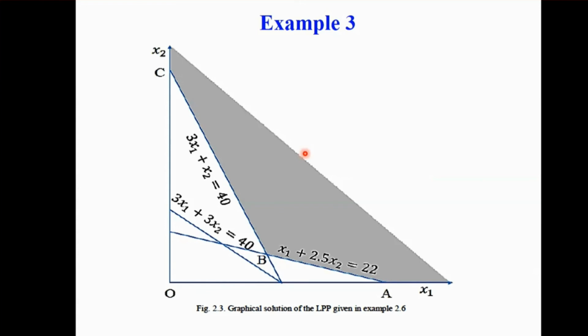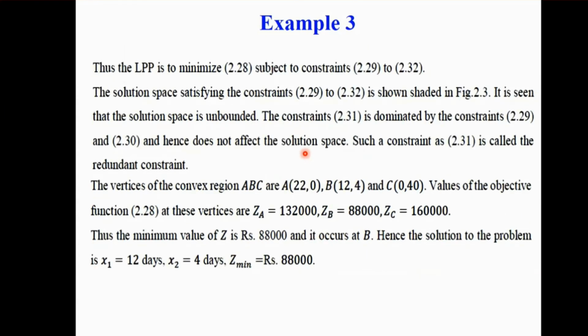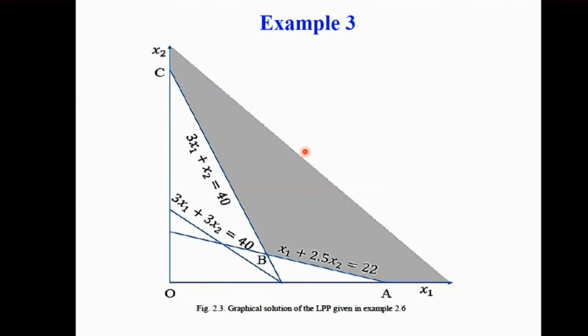Where is the end? The end is not there, so we cannot find a maximum. But you have to see what the problem demands. The problem says minimize Z, so we can find the minimum of Z. If you see, the extreme points or corner vertices are A, B and C.